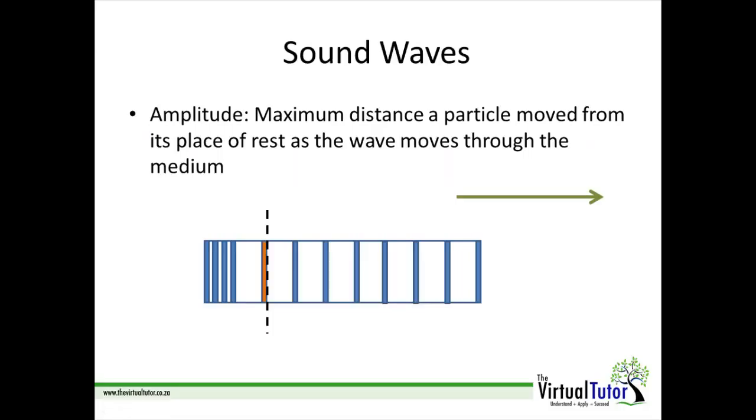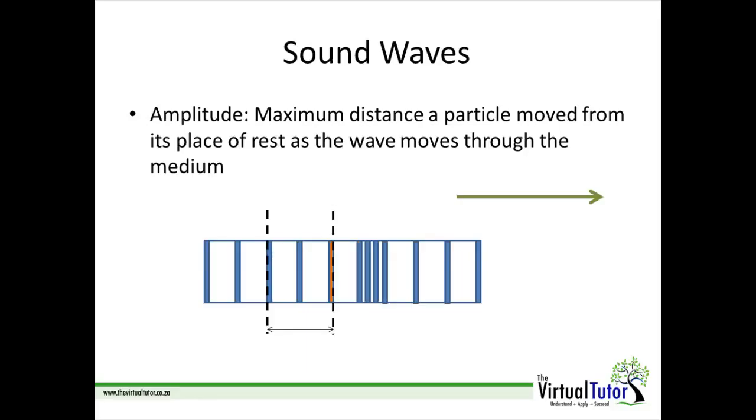Amplitude is the maximum distance that a particle moved from its place of rest as the wave moves through the medium. Keep an eye on the orange piece of spring. As the pulse moved from left to right, the orange piece of spring was displaced, as shown. This is the maximum distance it moved, and this is the amplitude of the wave.